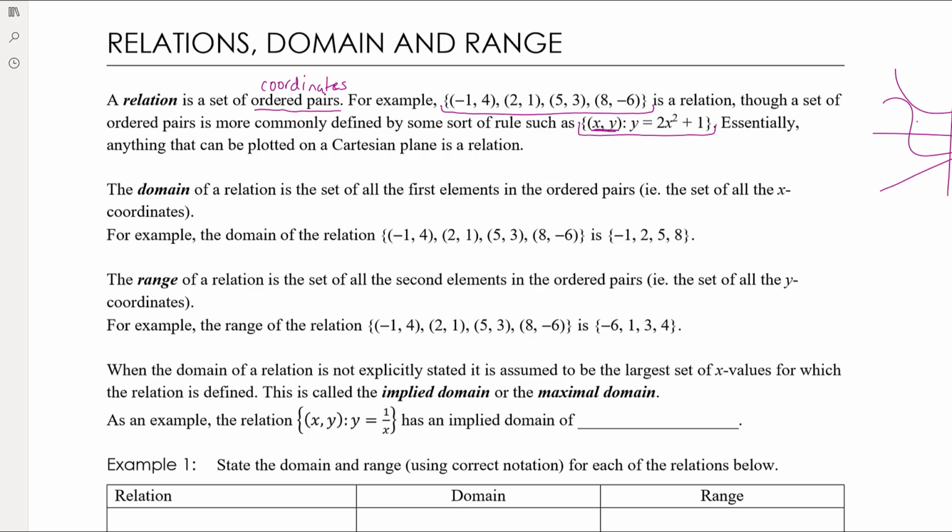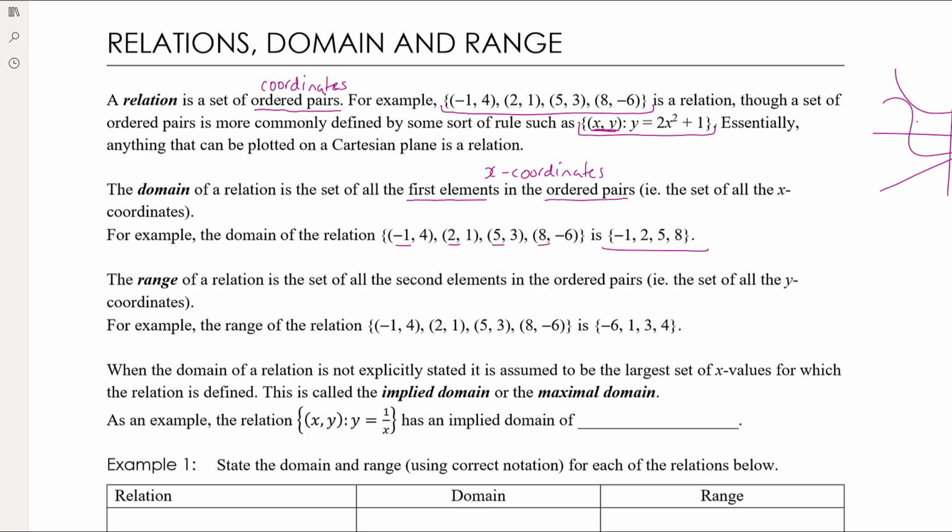Okay, so then we talk about the domain and the range of a relation. So the domain of a relation is the set of all of the first elements in the ordered pairs. So that's the x coordinates, the x values. It's the set of all of the x values that that relation exists for. And so, for example, if we have our relation that's made up of the 4 points, then the domain of that relation is the set of all the x values, -1, 2, 5, and 8, which is this set here.